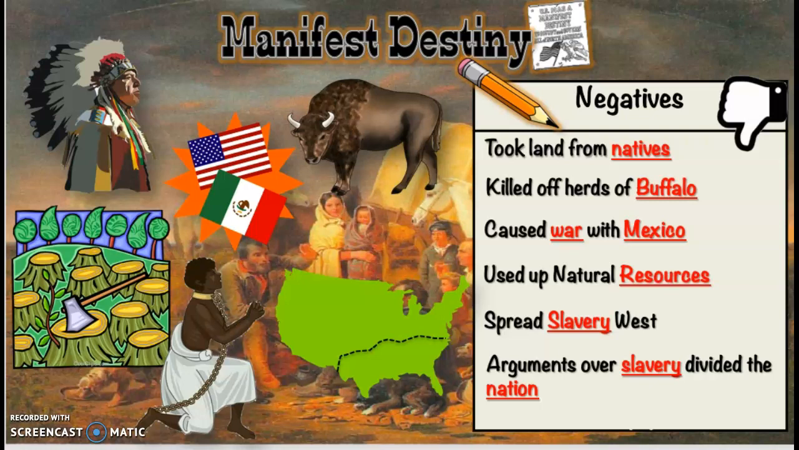And finally, the enslavement of Africans spread west as slave owners brought slaves with them as they moved west. And with that increase in slavery began arguments over slavery that divided our nation and ultimately ended in a civil war in the 1860s.